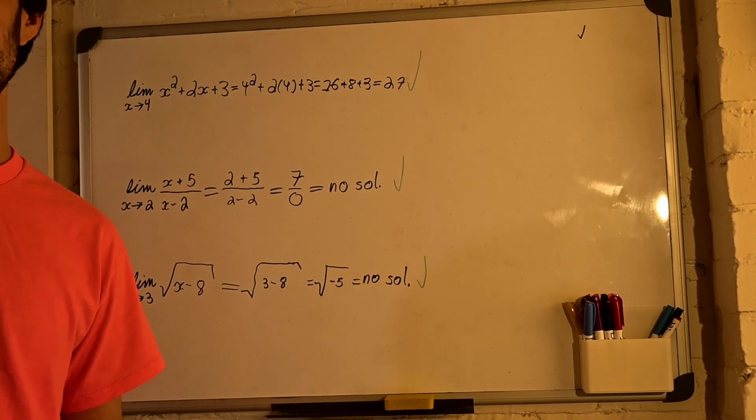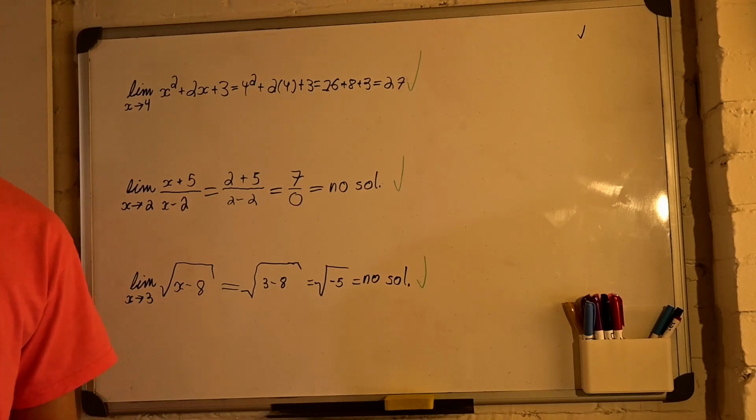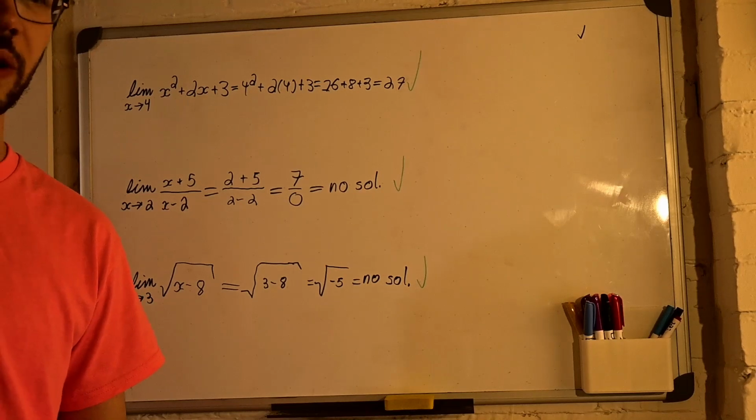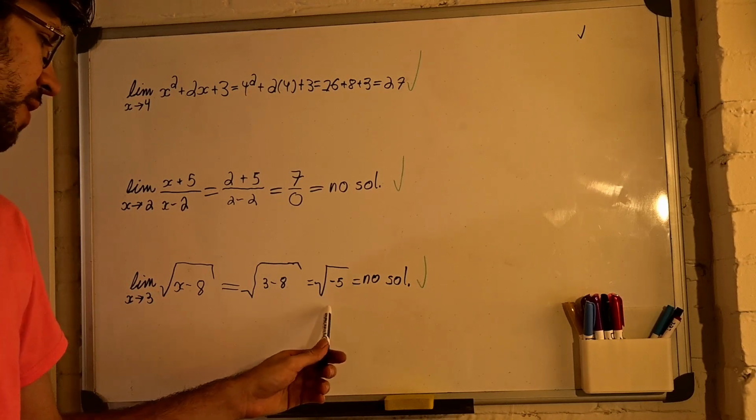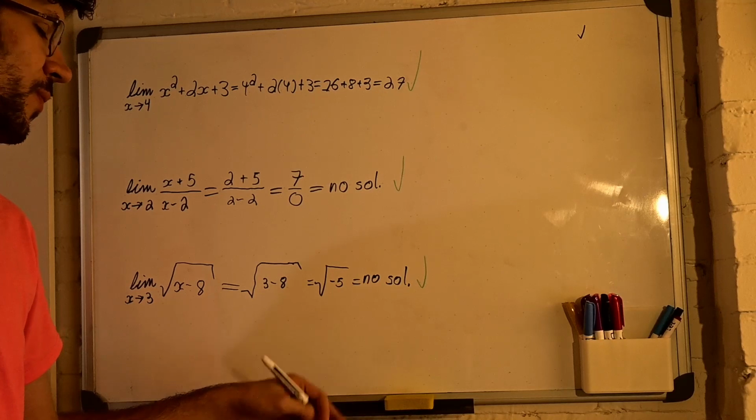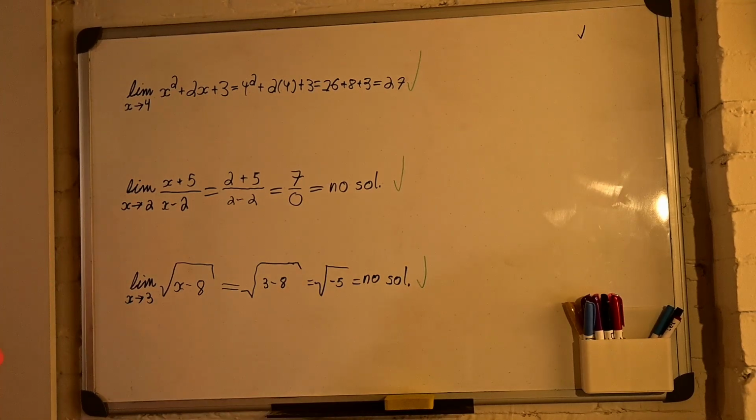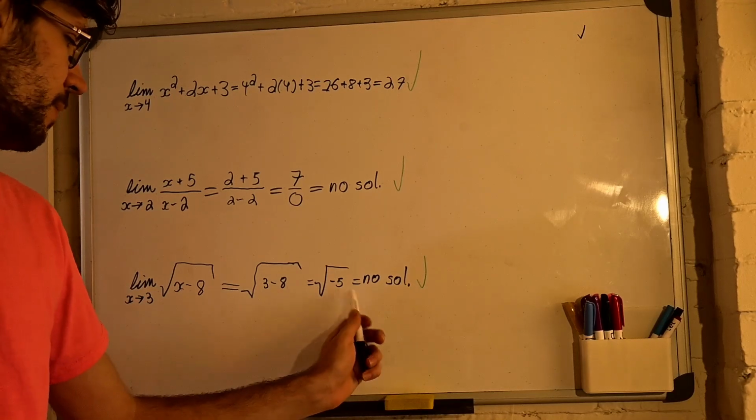And it can't be negative 5 either, because negative 5 times negative 5 is also 25, because a negative times a negative makes a positive. So there is no number that, when multiplied by itself, will make negative 25 or negative 5 or any other negative number. So therefore, no solution.